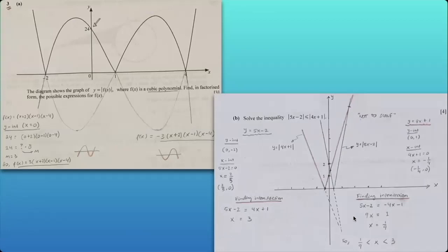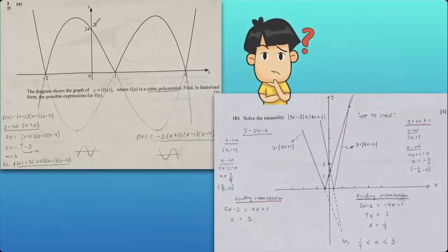And then we find the other intersection. To do that, we can multiply by -1, either this function or this function. The x value should be the same. Let's multiply -1 to this function, 4x plus 1, which becomes minus 4x minus 1, equate to 5x minus 2. And the answer is x is equal to 1 over 9. Therefore, the answer is 1 over 9 is less than x, and x is less than 3.